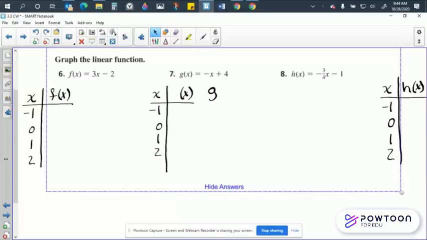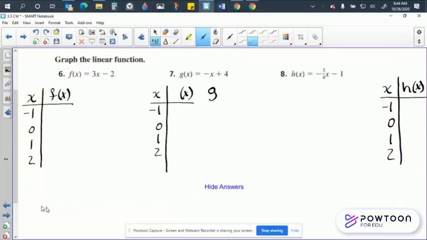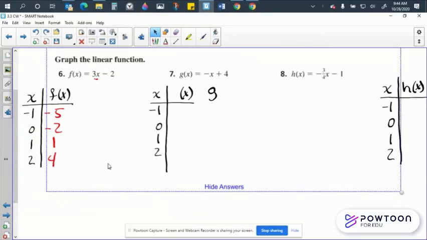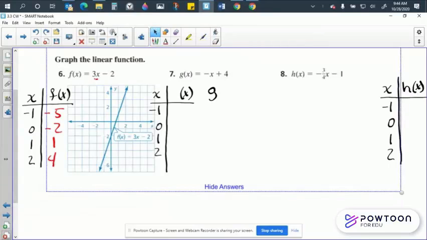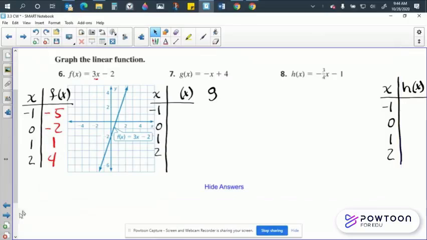Now we are going to set up the chart and graph each one of these functions. So the first one, if we substitute negative 1 in for x in this place, we should have negative 5. 0 is negative 2. 1 is 1. And 2 evaluates to 4. Now after we have that, we can put those points onto a coordinate plane, and we have our line.